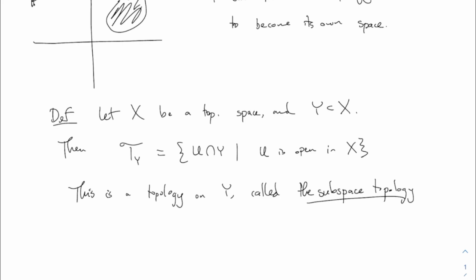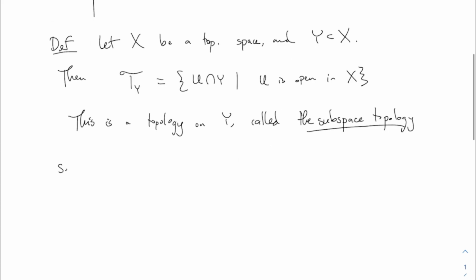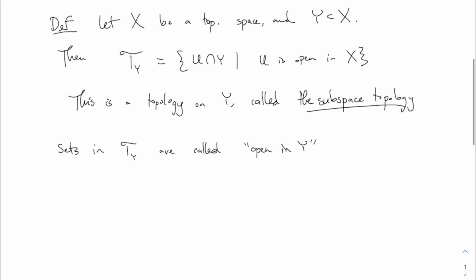All right. And if you have a set which is open in this topology, so sets in this T_Y are called open in Y. If I say a set is open in Y, it means it's open in the subspace topology. It might not be an open set from the original larger space, but it is open in the subspace topology in Y. All right, so for example, I'm going to try and draw another picture here.